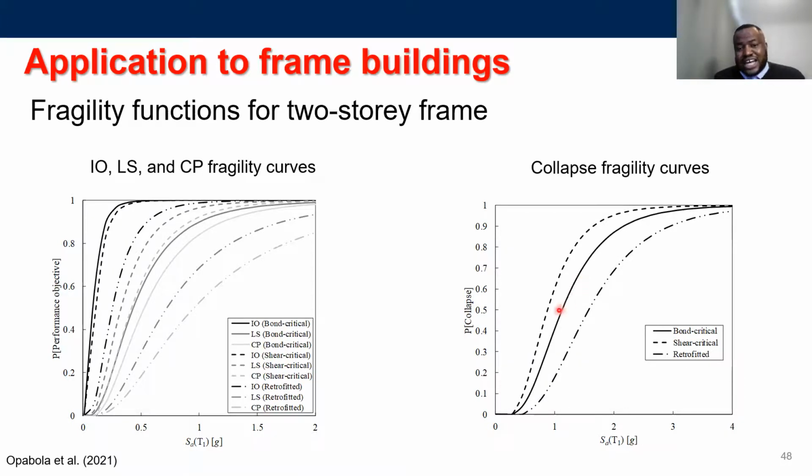So what the analysis actually shows is, depending on your criteria for deciding which building to retrofit first, there's a likelihood of you favoring to retrofit a shear-controlled building before looking at the bond-critical building, because the shear-controlled building actually has the worst performance between the 3 considered variations.